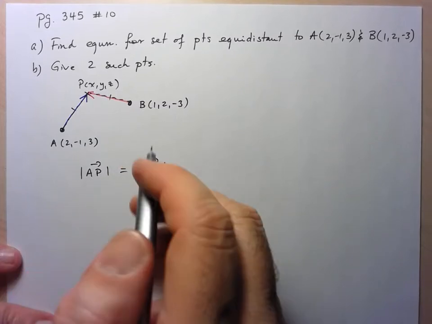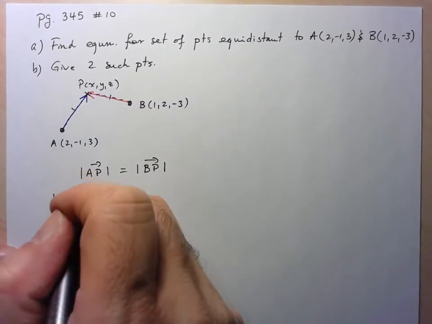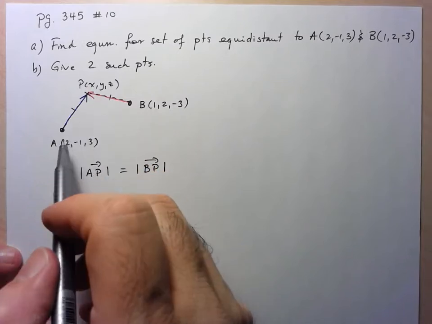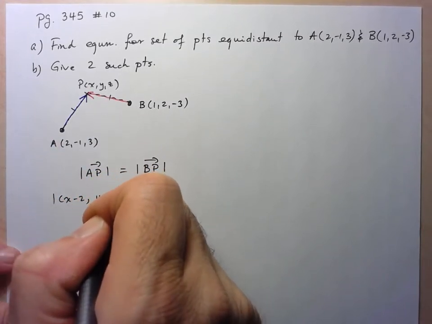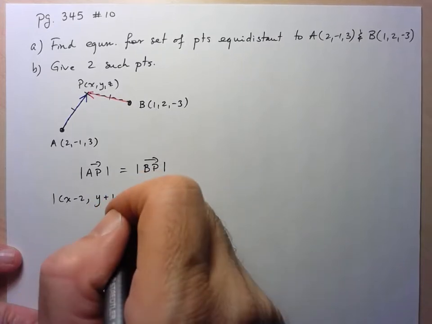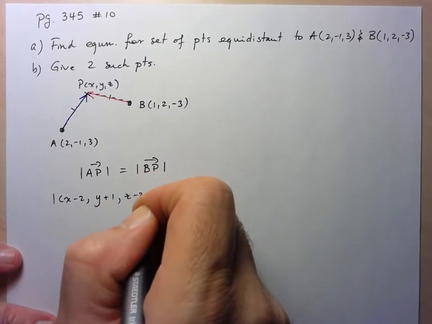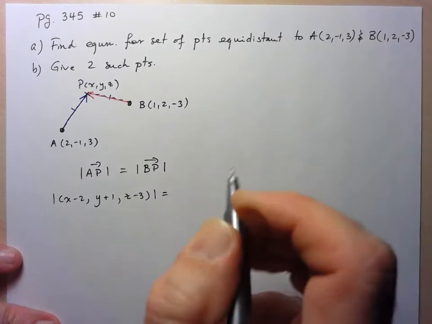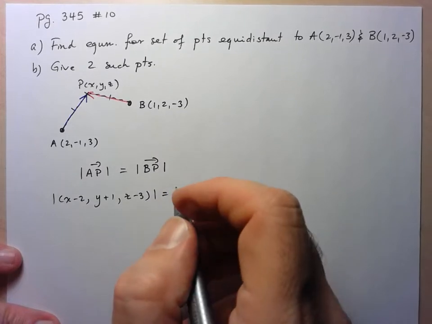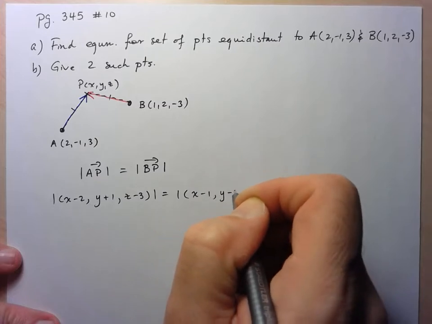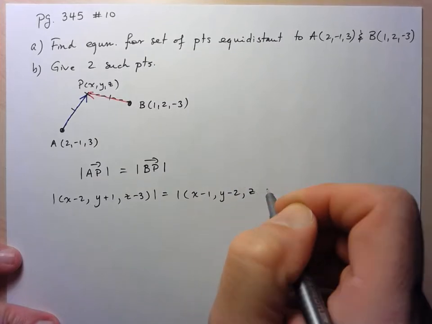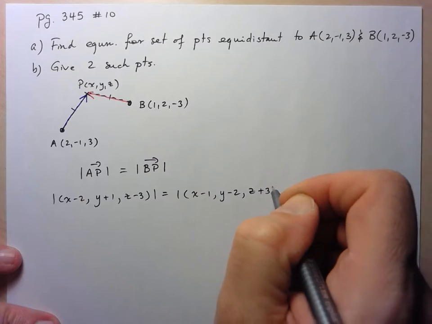So let's do that. First we'll find AP and BP. Here we've got AP. Again, remember second minus first. So we've got x minus 2, y plus 1, because you're subtracting negative 1, and z minus 3. On the other side, your vector is just going to be x minus 1, y minus 2, and z minus negative 3, so z plus 3.